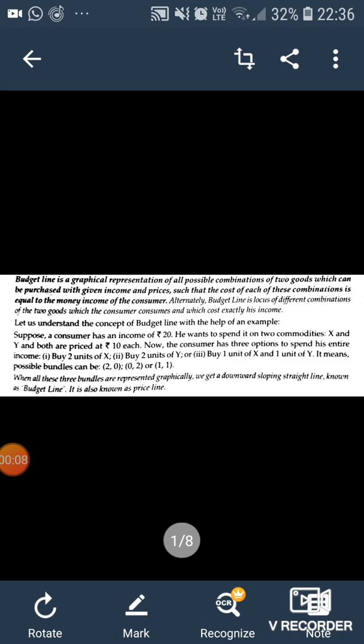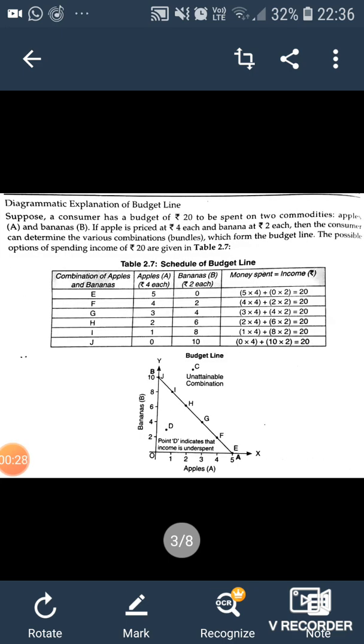It is a graphical representation of all the possible units of two goods that a consumer can buy with his given level of income and with the given prices of these two commodities. So trying to understand budget line as it is given here graphically. Yes, AB is the budget line.